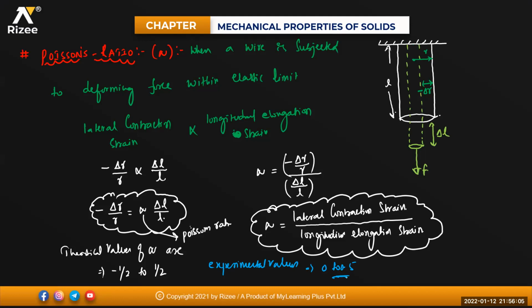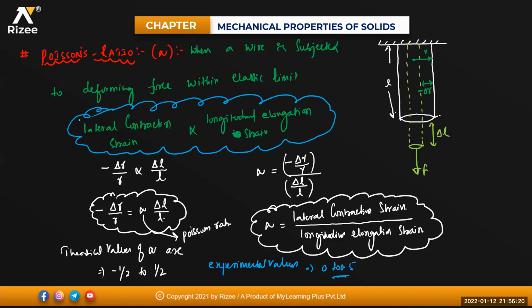So what is the relation, beta? Poisson's ratio is nothing but what? When a wire is subjected to some deforming force within the elastic limit, lateral contraction in your strain is directly proportional to your longitudinal elongation in the strain. Lateral contraction means change in diameter or change in radius. It's directly proportional to change in length by original length. So removing the proportionality, we are getting some constant known as sigma, your Poisson's ratio. Theoretical value is minus half to half and experimental value is 0 to 0.5. So sigma is equal to lateral contraction divided by longitudinal elongation. Clear, beta? Is it clear for everyone?